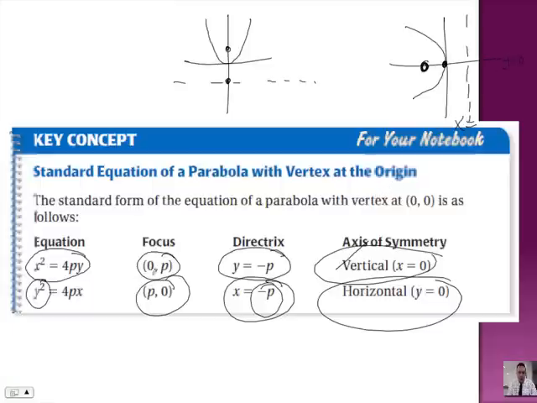Okay? These are your cases. Study them. Make sure you understand them. That's a big part of understanding the section. Understand these things right here.